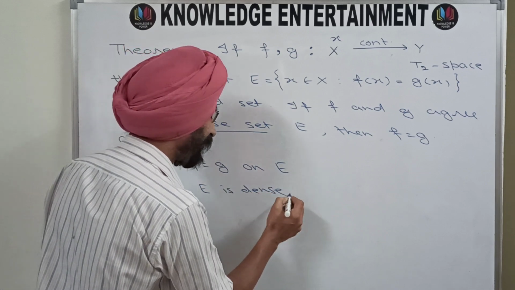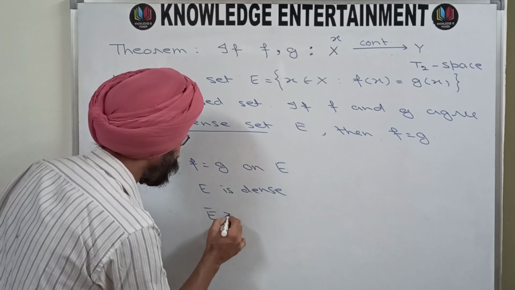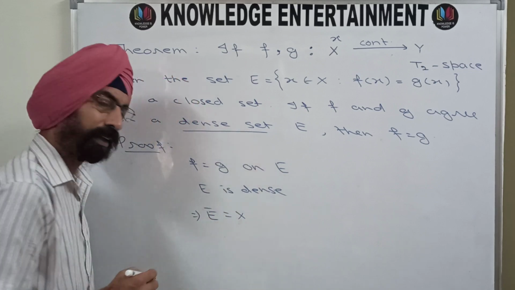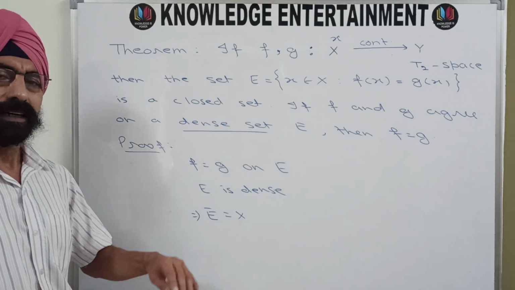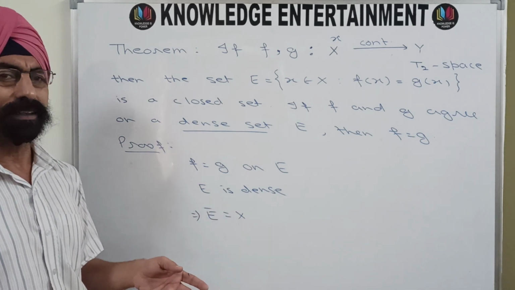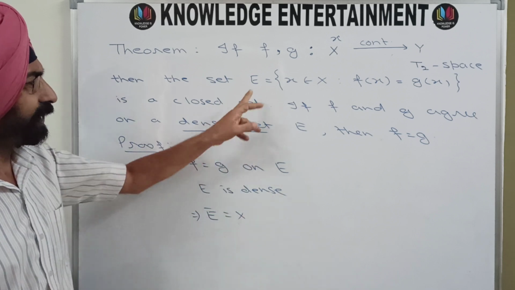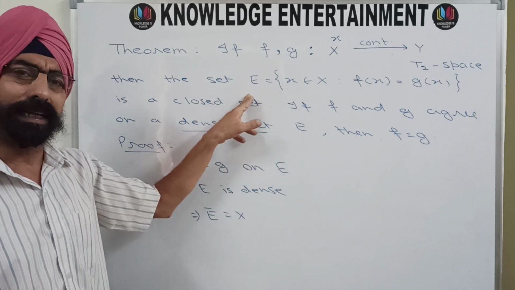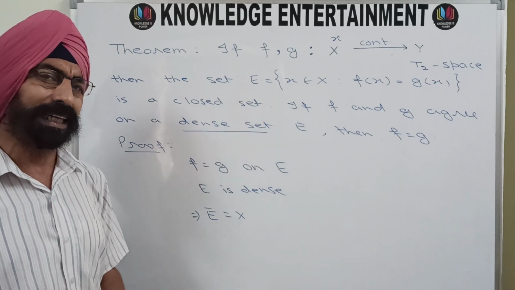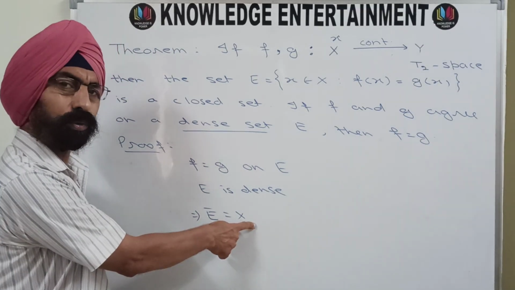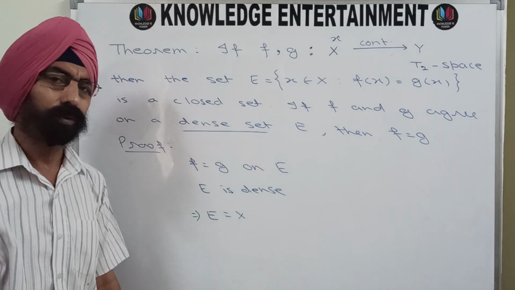E is dense means your E bar is equal to X. But just now we have shown that the set A is a closed set. A and E are the same thing because now I am denoting A by E. So that means your E is a closed set. And for a closed set, your E bar is equal to E. So what you are having, your E is equal to X now.